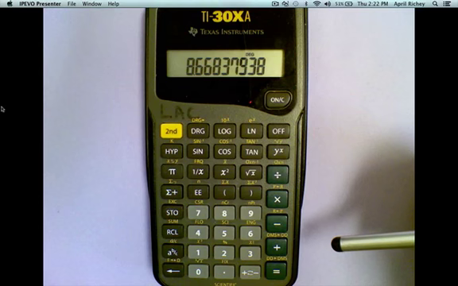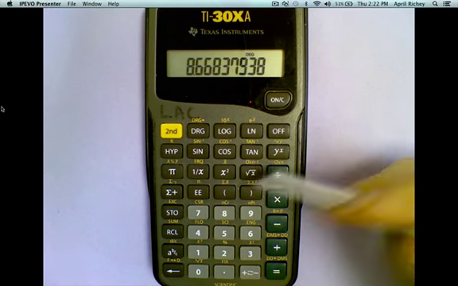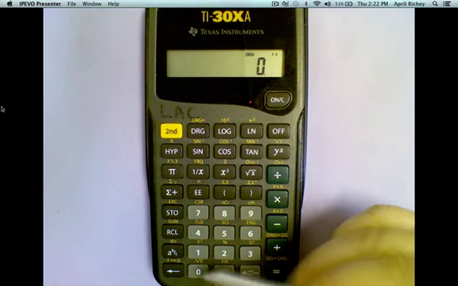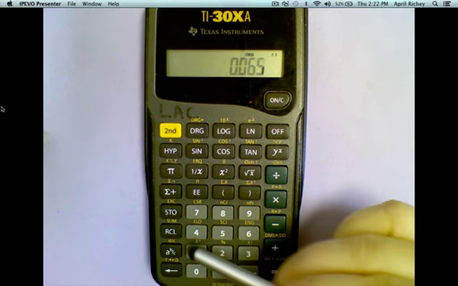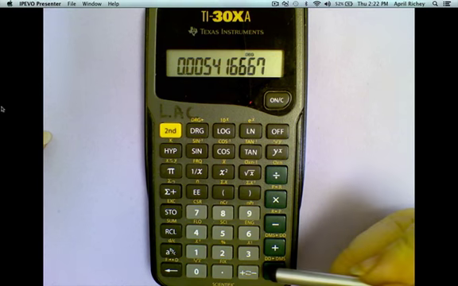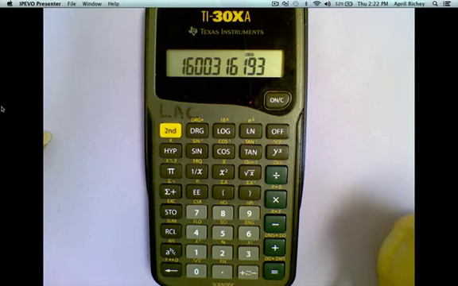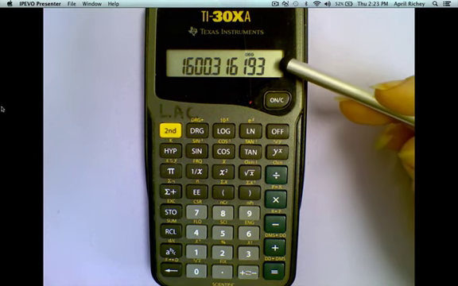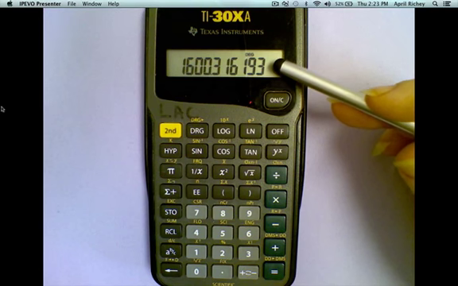And I have to use my parentheses for this. So divided by parenthesis 0.065 divided by 12 and close your parenthesis. And then be sure to hit equals to actually perform that division. When I do this, I get 1,600.3161, and that decimal continues on. This is the value that I raised to the -1 power.